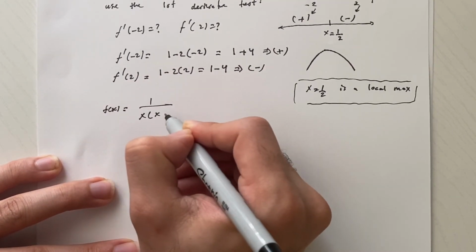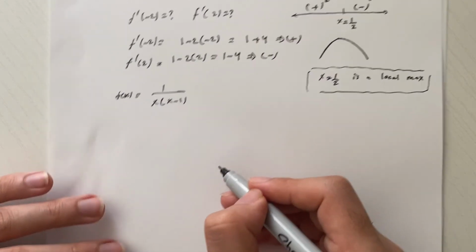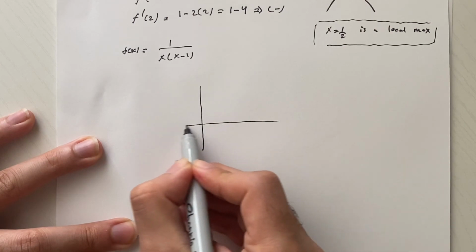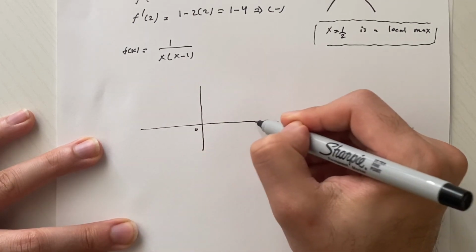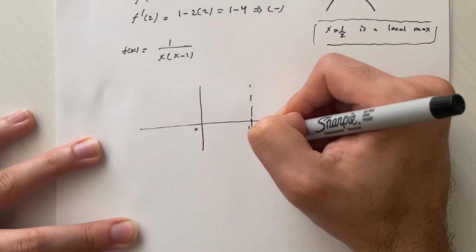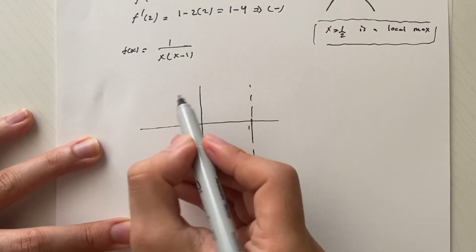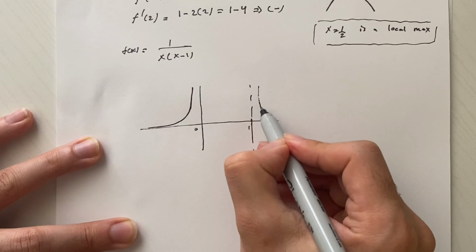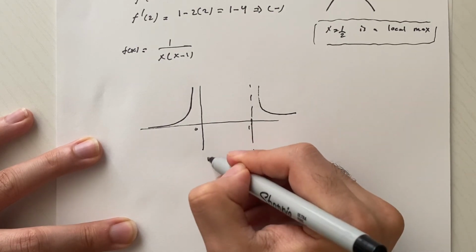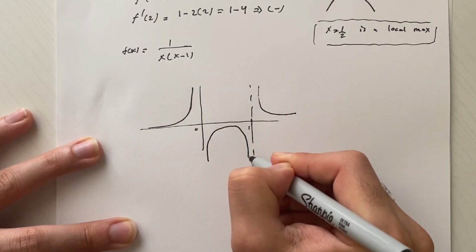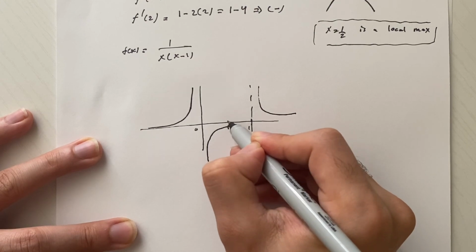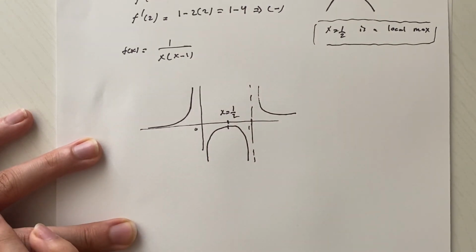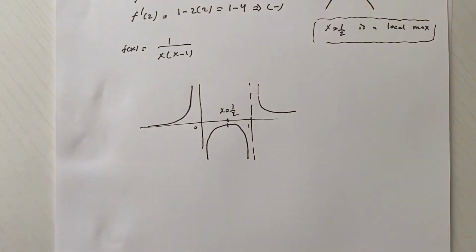So again, our function is 1 over x times (x minus 1). If we graph that function, we can see clearly where our local maximum is. This is the graph of f of x. And again, at x equal to one half, we have our local maximum, which is shown here in the graph. You can see it clearly.